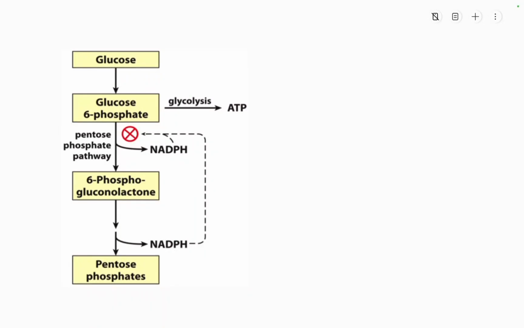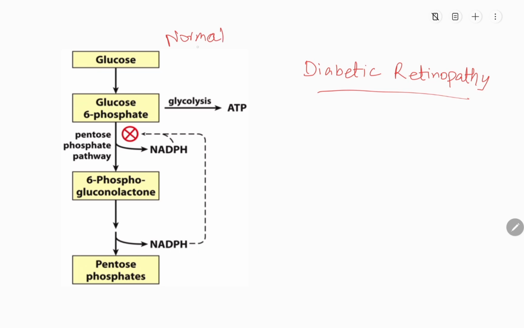We are going to start our basic understanding of what happens in diabetic retinopathy. In diabetes mellitus, there is a persistent increase in the blood glucose level. Our focus today is on how this elevated glucose affects the eye, specifically the retina. So first, we will understand what happens to glucose in normal metabolism.